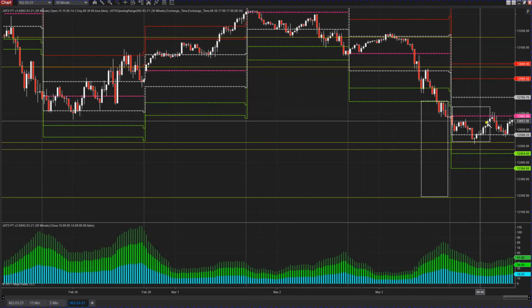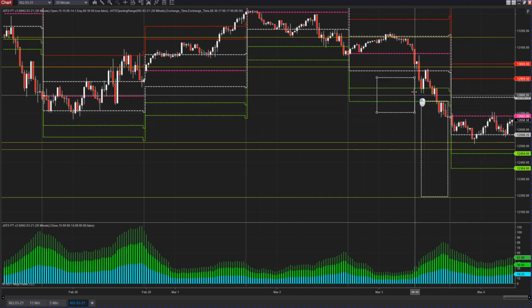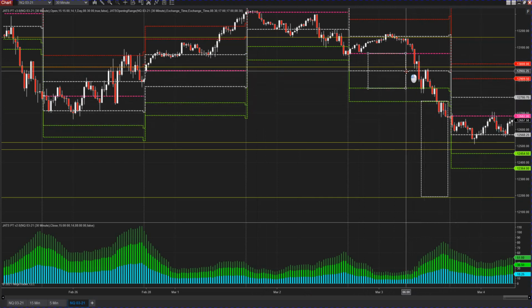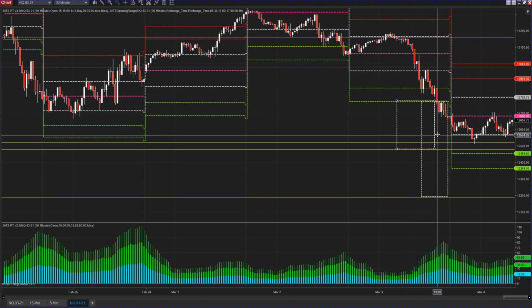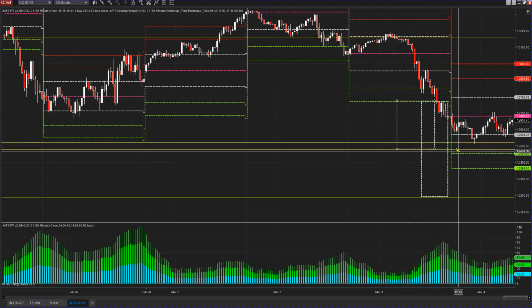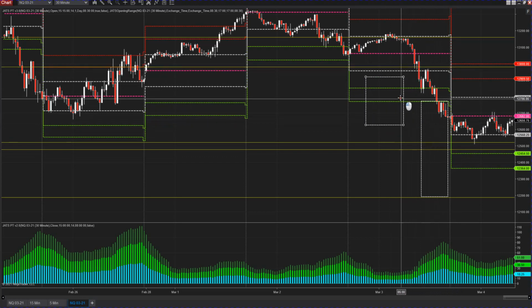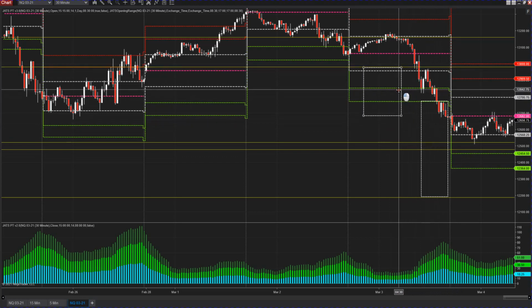But otherwise, I try to stay within the confines of this half range. 2 of them. There's one of them. And I'll go here where I've got that line, or like I just showed you, making that slight adjustment.